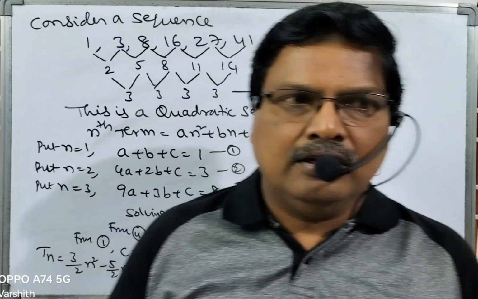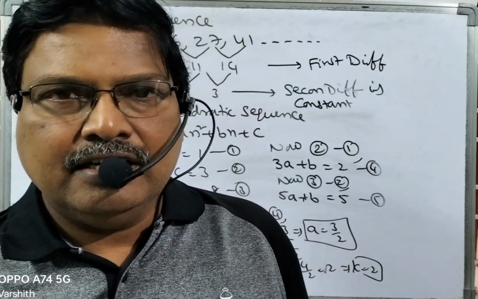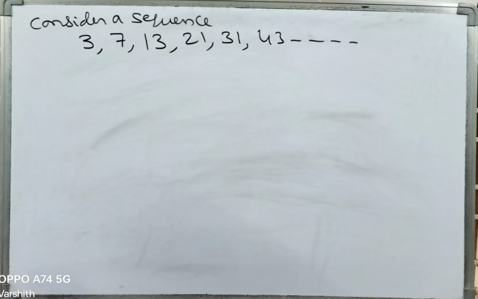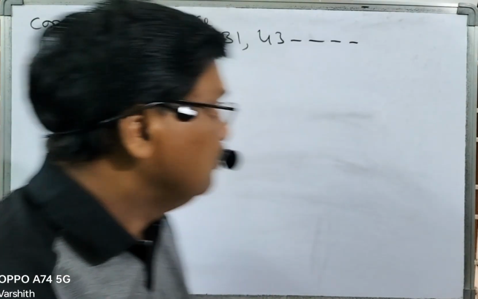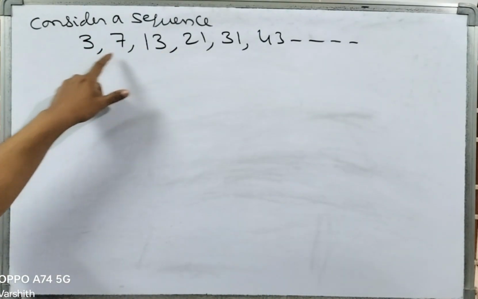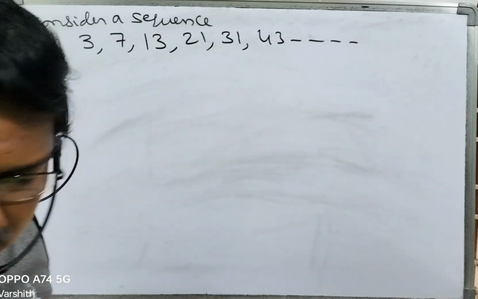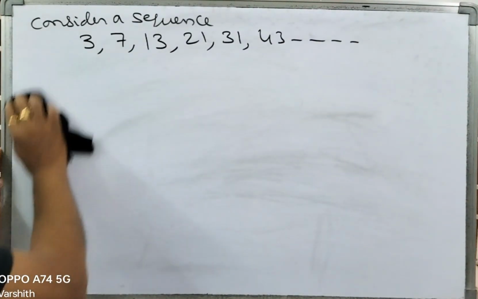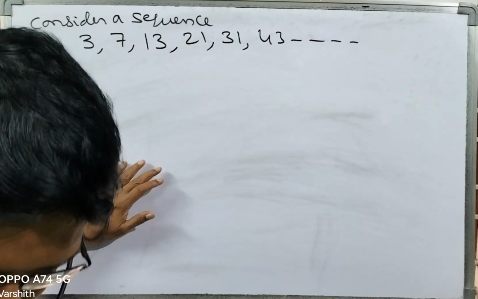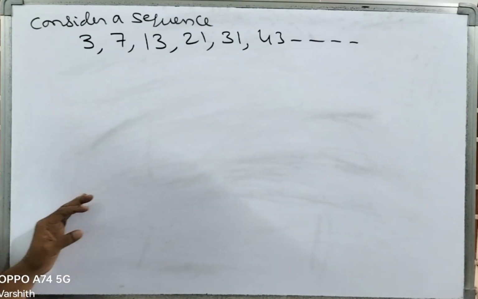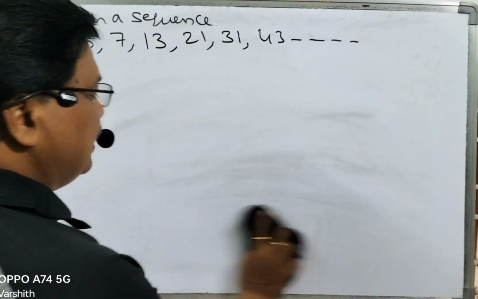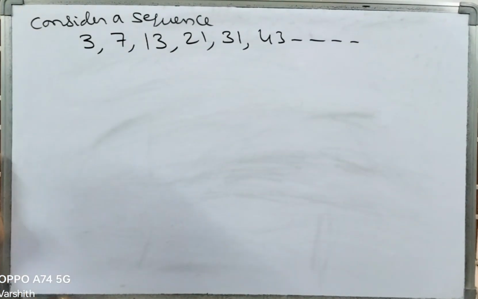Okay. Now let us see the shortcut method for this. Right, students. Now what I am going to do is consider a sequence 3, 7, 13, 21, 31, 43. I told you already, let us try to do this by using a shortcut method for finding the a, b, c values. The general method is correct, but I am going to take the shortcut method also for finding a, b, c values for a quadratic sequence.